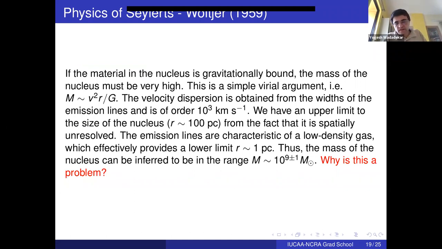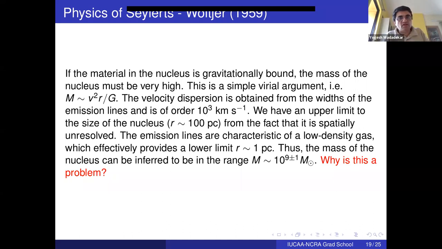But therein lies a problem. If the material in the nucleus is gravitationally bound, then you can use the virial theorem to compute the mass of the nucleus. It will be basically V squared R over G, where V is measured by the width of the emission lines that you see coming from the nucleus, and R, of course, is the region from which the emission is coming. So that much mass must be sitting inside that volume.